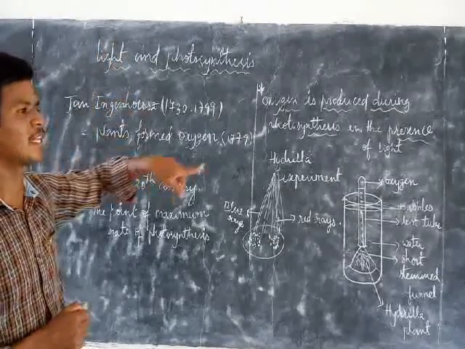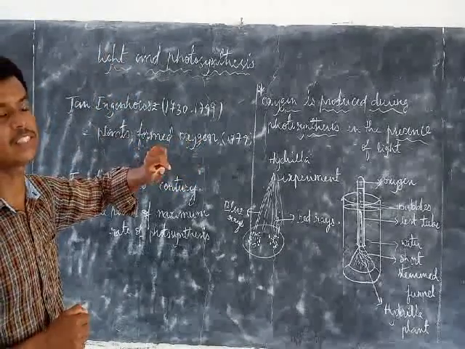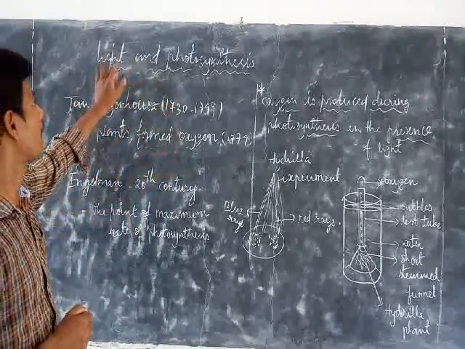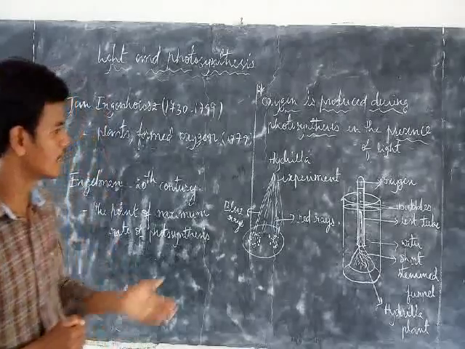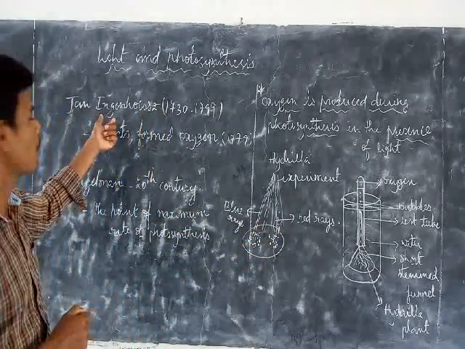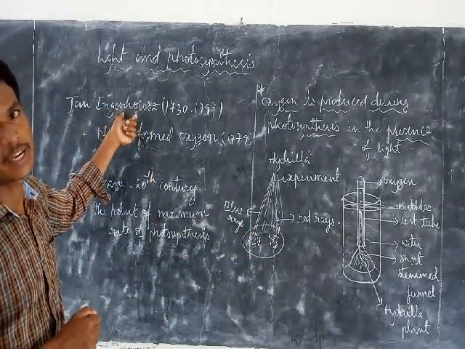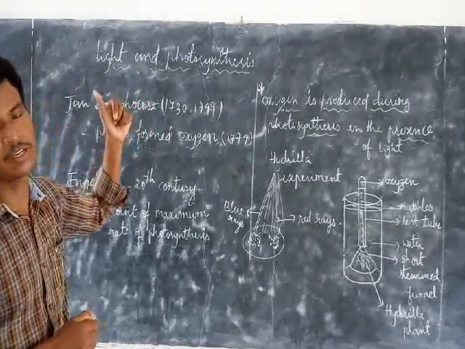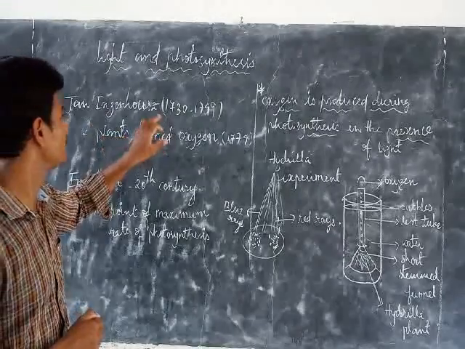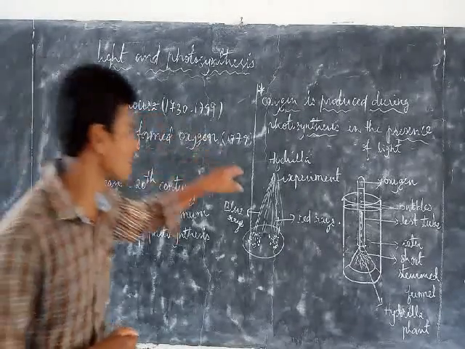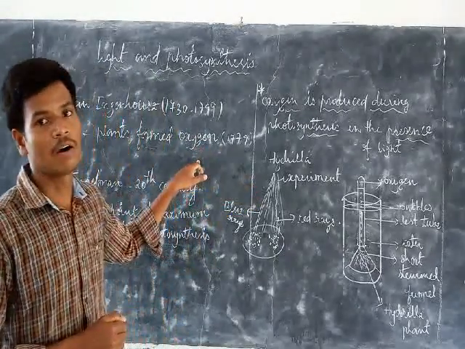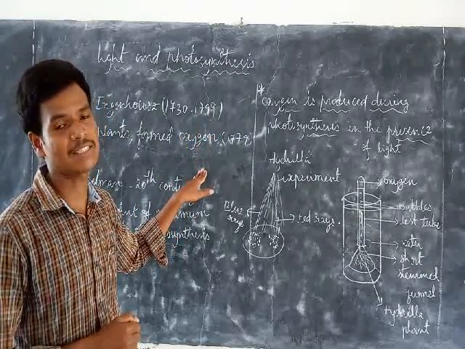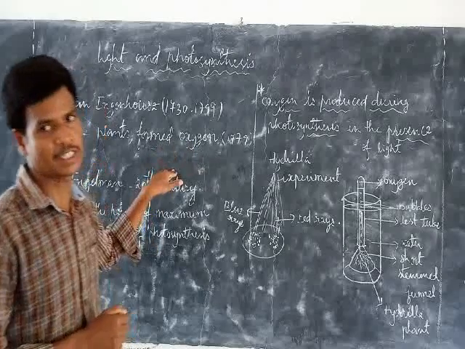Then there is also another activity that explains light and photosynthesis in detail. It was also conducted by one of the scientists, John Ingenhousz. He is from where? Dutch. He is a Dutch scientist. He conducted this experiment. He used hydrilla plants, aquatic plants, in his experimentation.